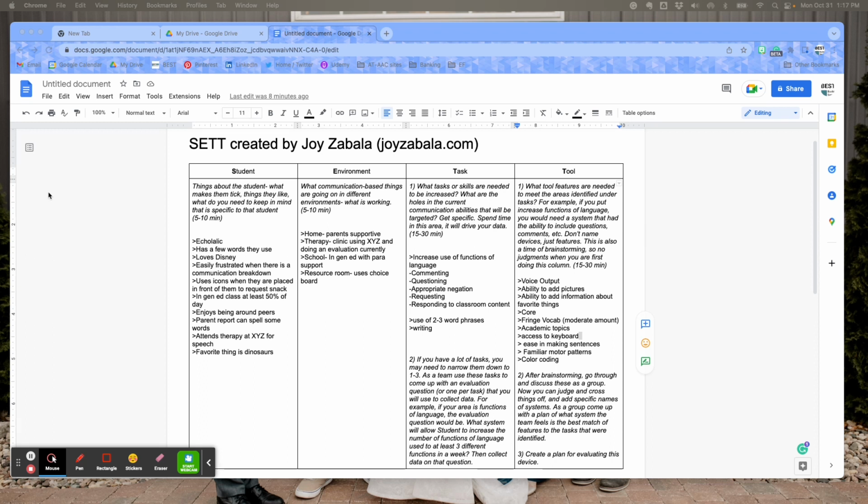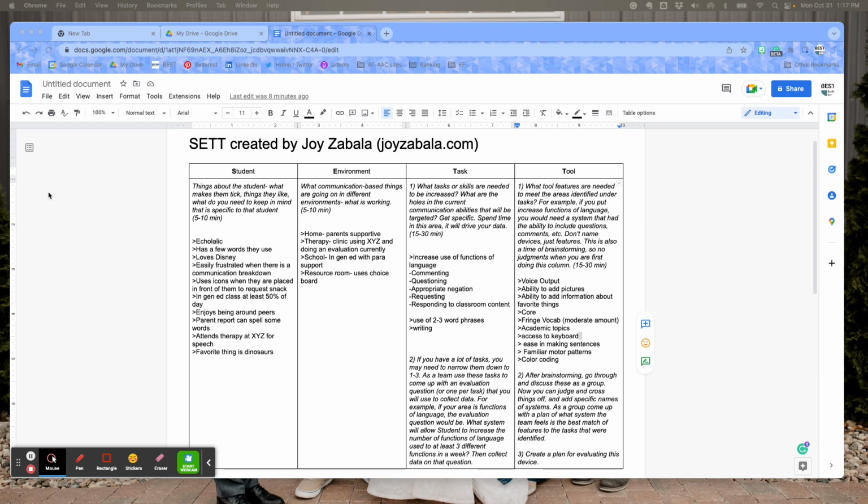Use 2 to 3 word phrases. Maybe the student is doing single words and we want to increase that, so kind of increasing the MLU idea. And then maybe the student is hyperlexic or really enjoys writing, so we want to make sure that the student is doing some writing. Or maybe the student isn't writing and we want to focus on that.